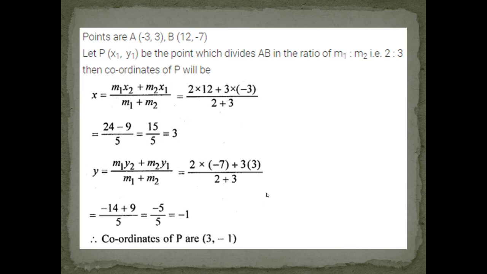We will see one problem based on this. This is the formula, and this is the problem based on that. Here we are supposed to find a point (x, y) which is dividing the line segment in the ratio 2:3, and the end points of the line segment are (-3, 3) and (12, -7). While finding that, substitute the values of m1, m2, x1, x2 carefully, and this gives the x coordinate. Substitute carefully and do the calculation so that you'll find the coordinate of x.